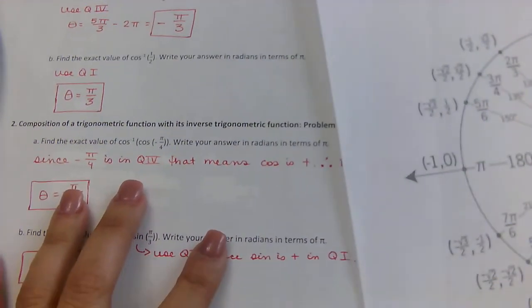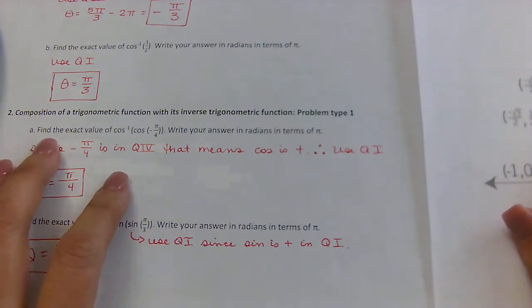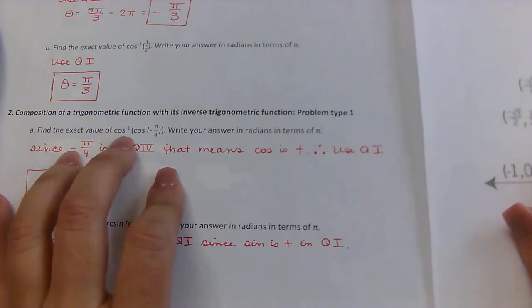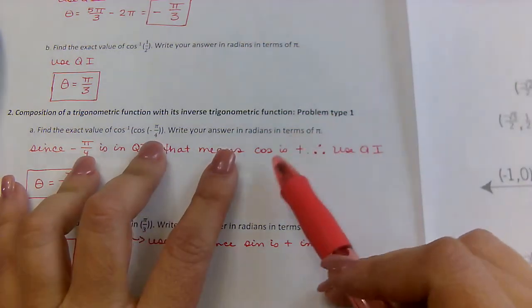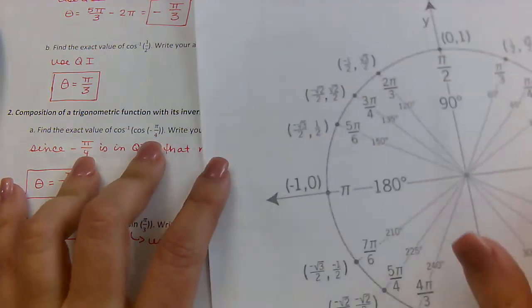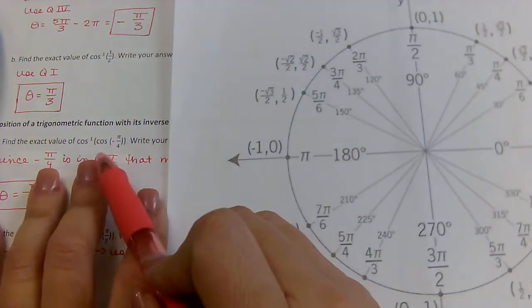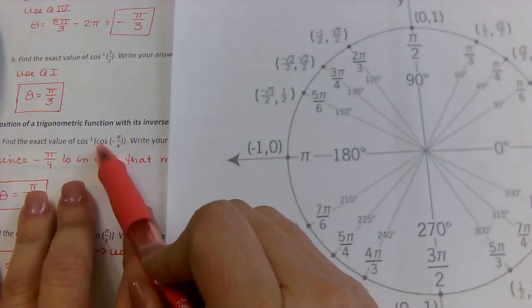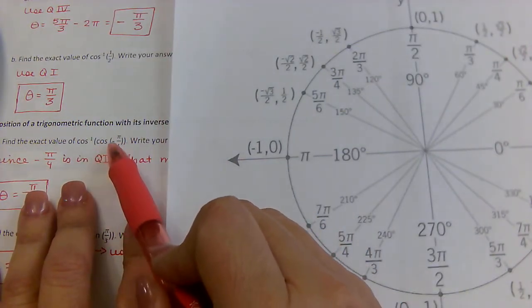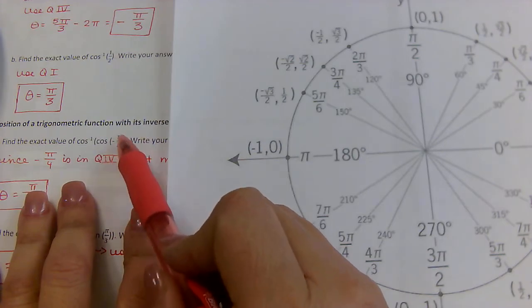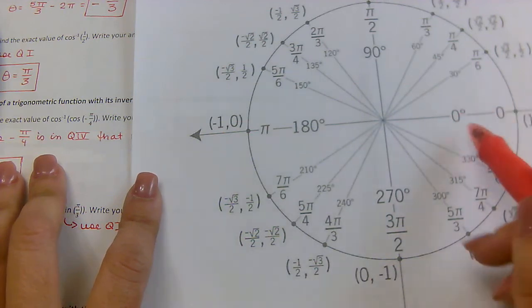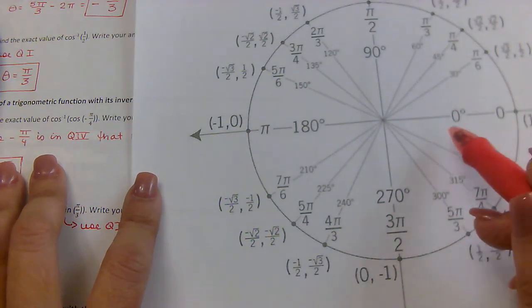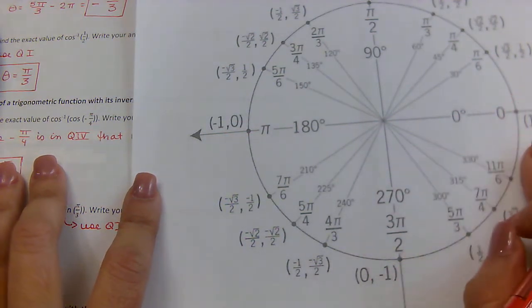Second problem, we are going to find the exact values of arc cosine of cosine of negative pi over 4. Write our answers in radians in terms of pi. So let's go back to that one here. If we look inside just the parentheses, we have a cosine of negative pi over 4. Negative pi over 4 is in quadrant 4, and cosine itself is positive in quadrant 4.